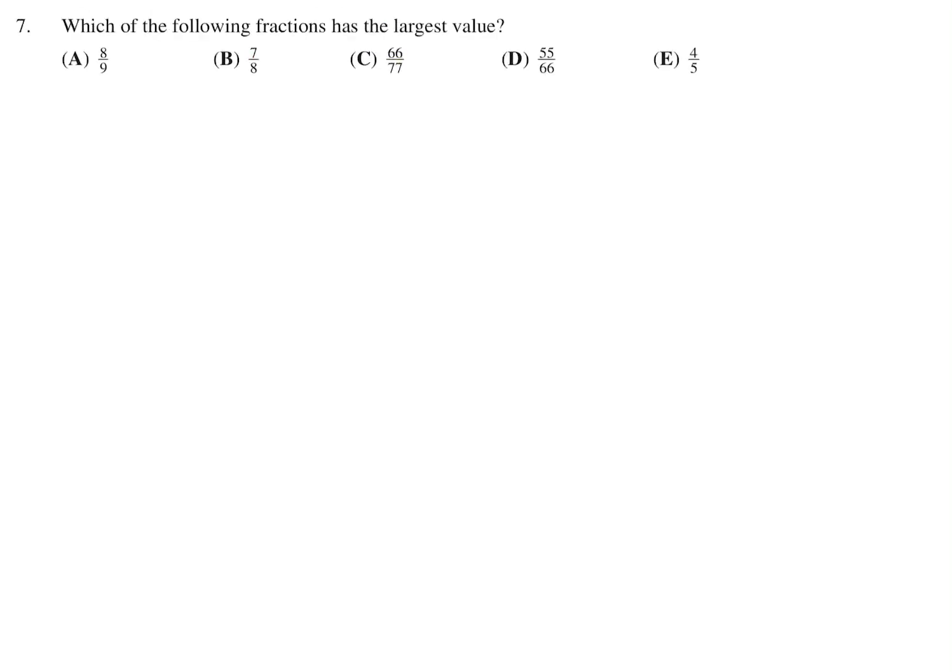Which of the following fractions has the largest value? So what I will do is just write these in terms of decimals. It'll be the easiest way to compare them. So 8 over 9 is 0.8888. I'll just put it to 4 decimal places for each of these. 7 over 8 is 0.8750.